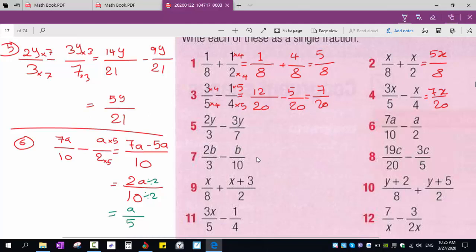Question 7. The common denominator between 3 and 10 is 30. How 3 becomes 30? Times 10. Now 2b times 10 is 20b. How 10 becomes 30? Times 3, so 3b, and it's minus between them. Now 20b minus 3b is 17b over 30. 17 is a prime number, so of course there is no such number that can divide 17 and 30 at the same time.